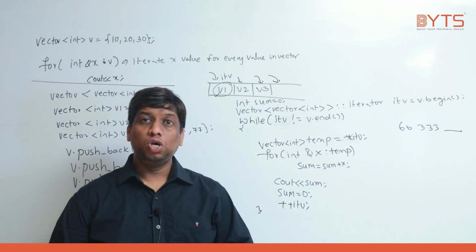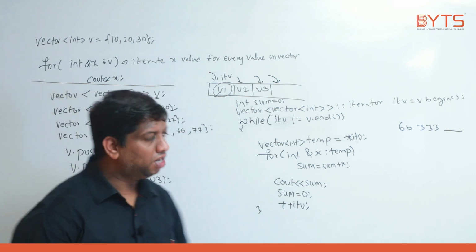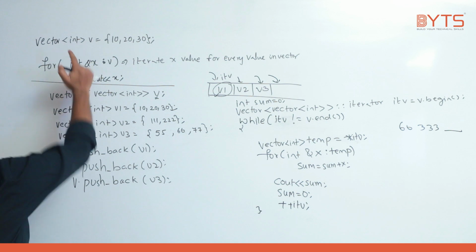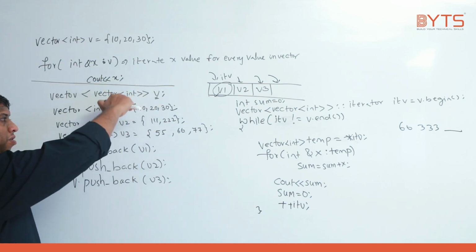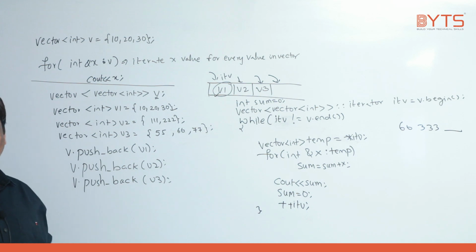So what we are trying to do is create a vector object within another vector object. Understand? In this vector, every element is what type? Int type. In this vector, every element is what type? Vector type. In this vector, every element is what type? Vector type. I hope this is very clear.